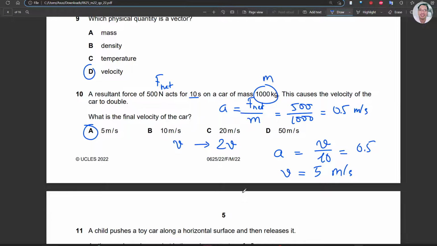Okay. You got it? From v to 2v, double the speed. So basically, change in speed divided by time is acceleration.